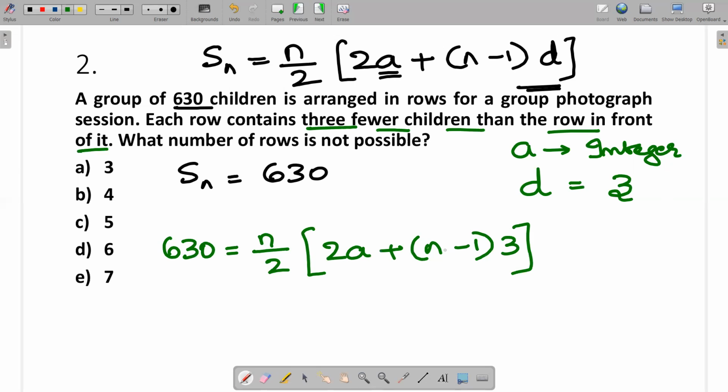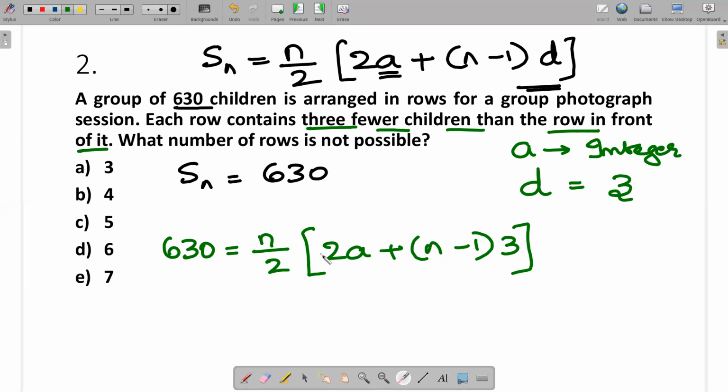Interestingly, I can see that I can write only one equation here, and there are 2 variables here. The variables are n, which corresponds to the number of rows, and a, which corresponds to the number of children in the first row. But for getting a unique value for a and n, the given information is not sufficient.